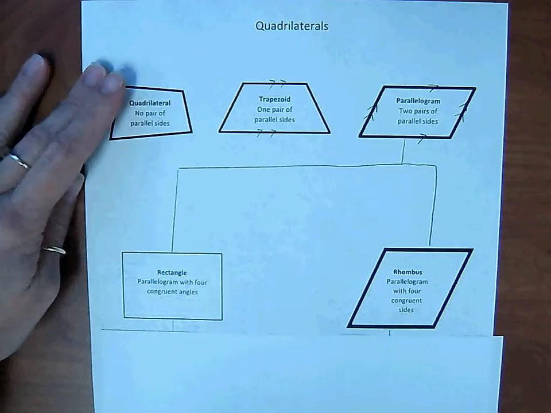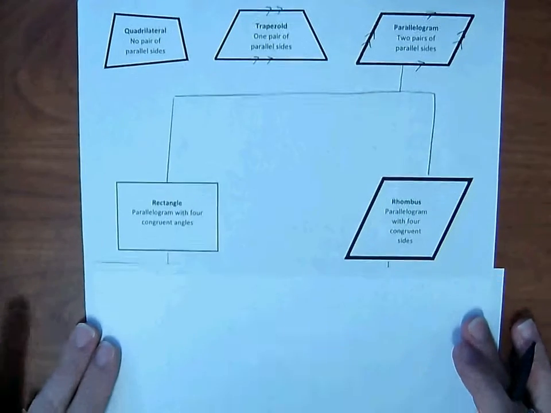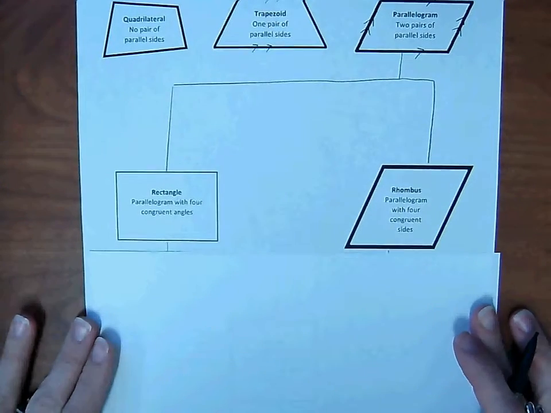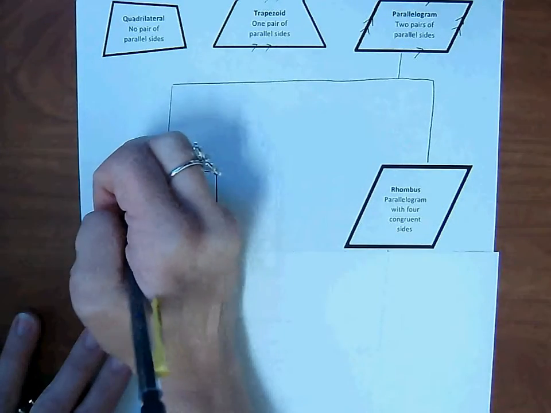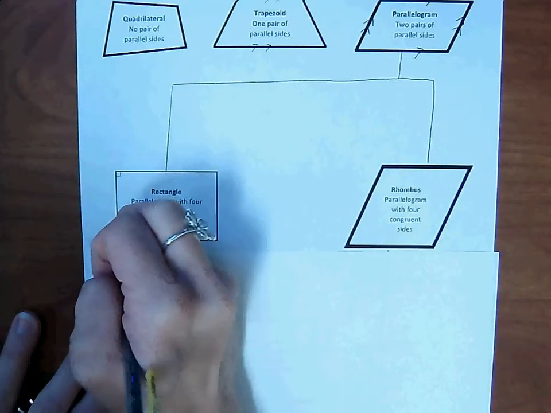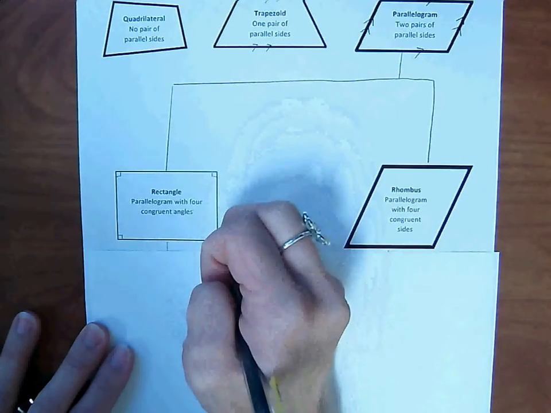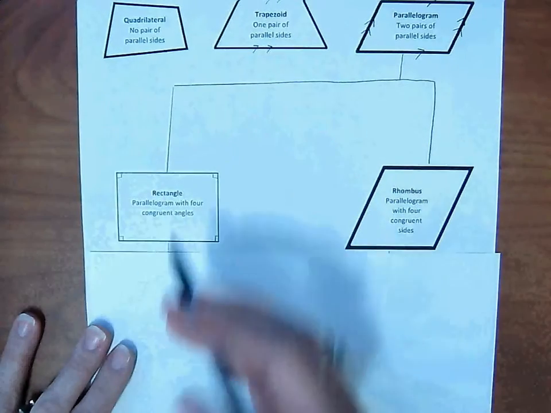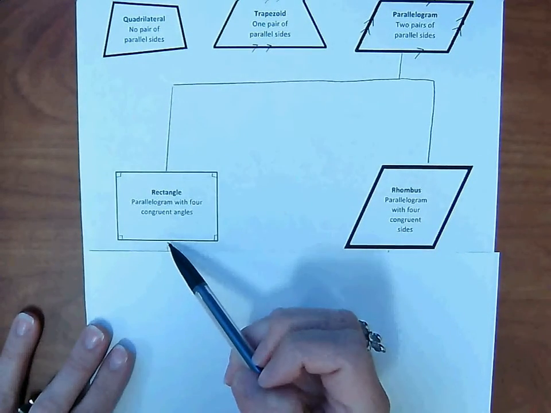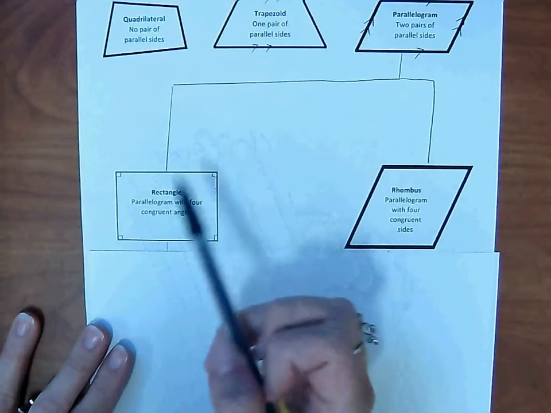A rectangle is a parallelogram with four congruent angles. And each one of those angles in a rectangle is 90 degrees. The top is still parallel with the bottom and the left is parallel with the right.